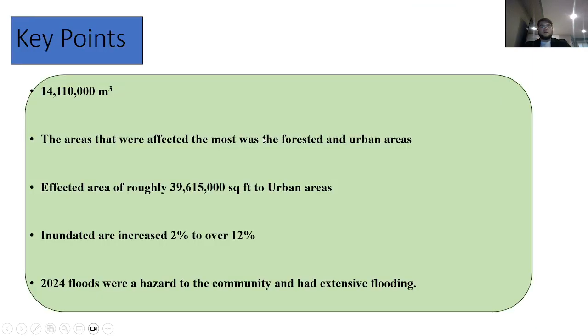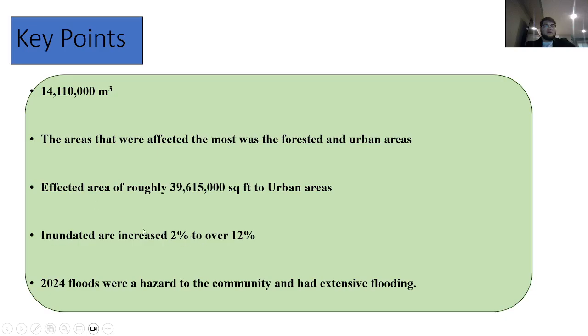So some main takeaways or key points: we saw a large amount of flooding, a huge volume, 14 million cubic meters of water that were flooded. The areas that were affected the most were the forested and urban areas. And some of the most important things to know is that almost 40 million square feet of urban areas were affected, destroyed, flooded, however you want to look at it, but that is a significant amount of property damage.